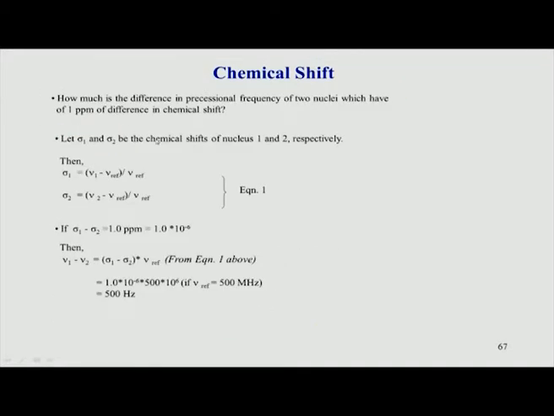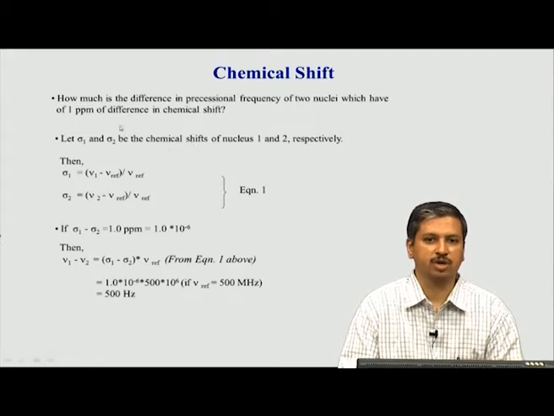So, let us say we want to do a simple calculation. Let us say we ask this question: suppose I have a difference in chemical shift of two nuclei which is 1 ppm. Okay. So, how can we calculate this in terms of hertz? This is a very important conversion we do routinely in NMR, that we convert the ppm scale into the hertz scale and vice versa. So, how do you convert ppm into hertz?